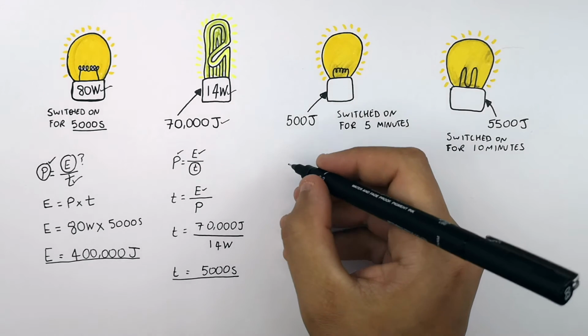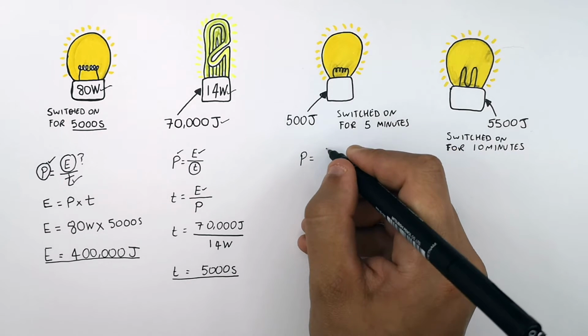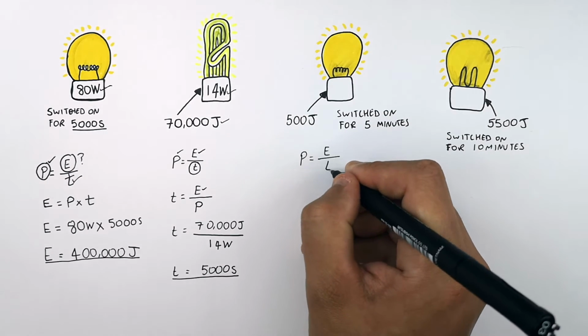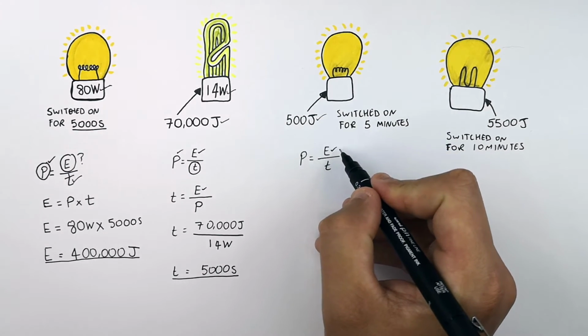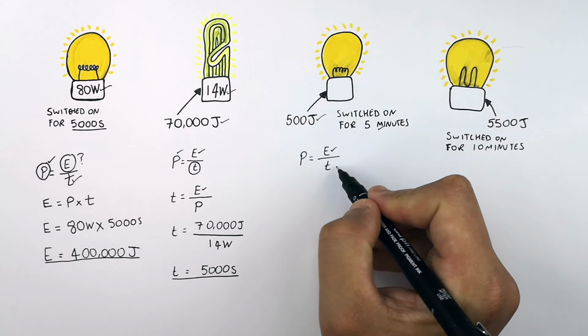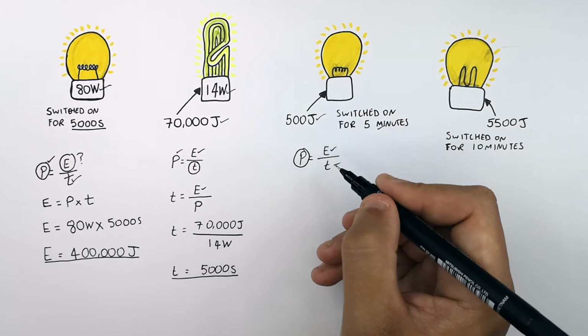And in the last two examples, you're going to be calculating P, the power of the light bulbs. So remember to recall the equation P equals E over T. You've got 500 joules, which is E, the energy transferred. The light bulb was switched on for 5 minutes, which is the T, the time. So now we can calculate P, the power of the light bulb.